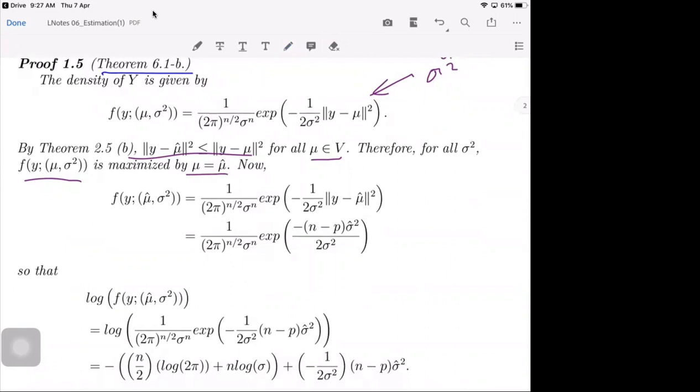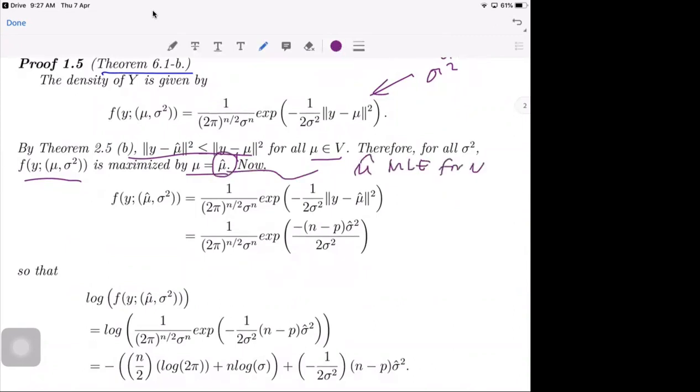And also, mu hat here will be the candidate for the MLE for mu. And to get an estimate for mu squared, sigma squared, you get the density and then differentiate it with the parameter sigma.